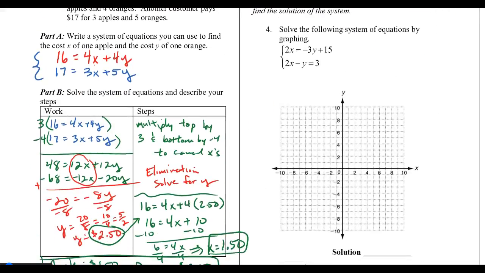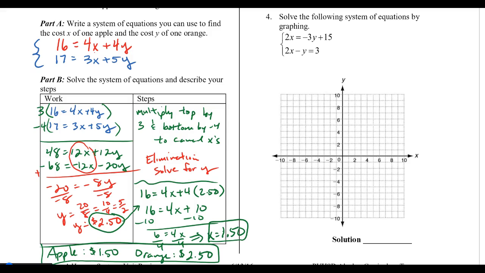Number 4, solve the following system by graphing. To graph, there's a couple things we can do. We can either find the intercepts or we can get y by itself. So again, for the purposes of the video, I'm going to do one of each. The top one, I'm going to find the intercepts. We know that for the x-intercept, y has to be 0, and for the y-intercept, x has to be 0. So for my x-intercept, I'm going to have 2x equals -3 times 0 plus 15. So 2x is equal to 15. So x is equal to 15 over 2.